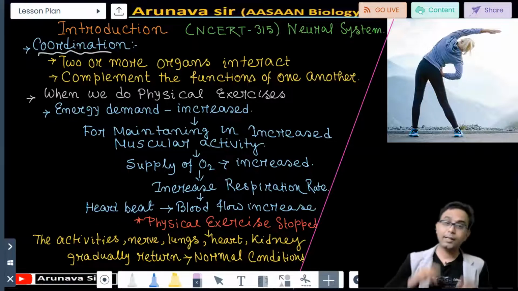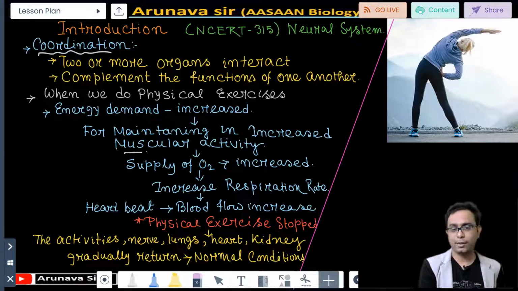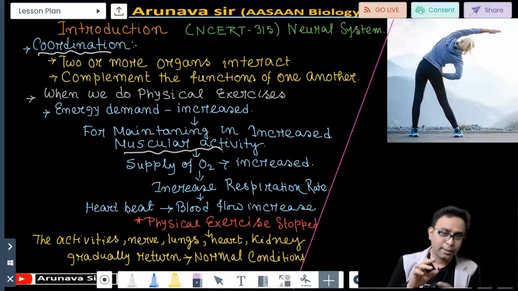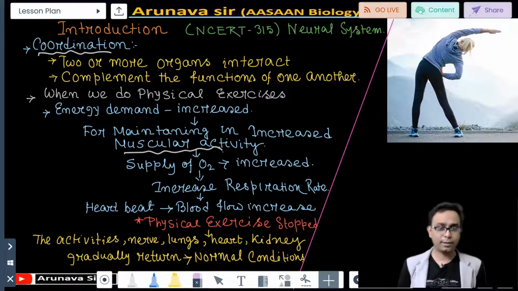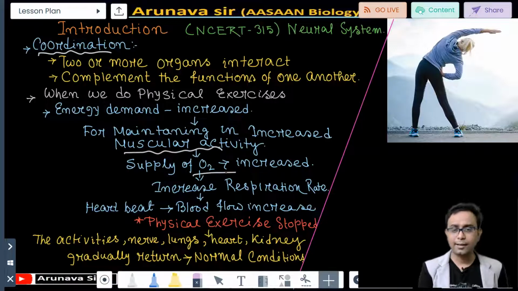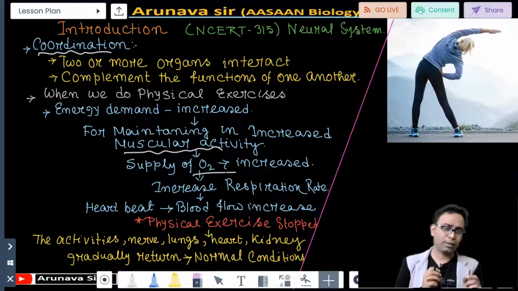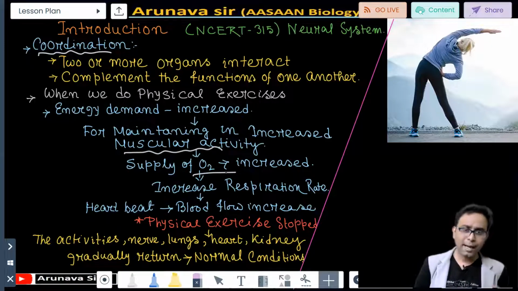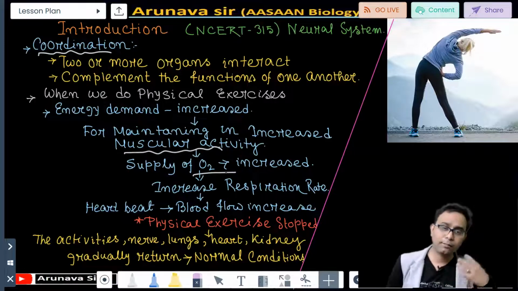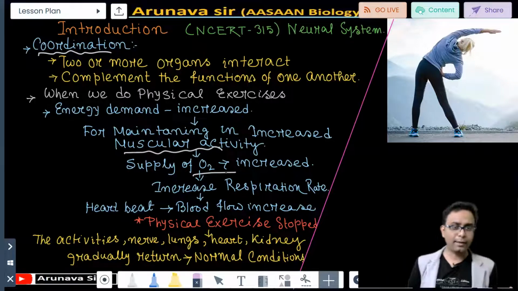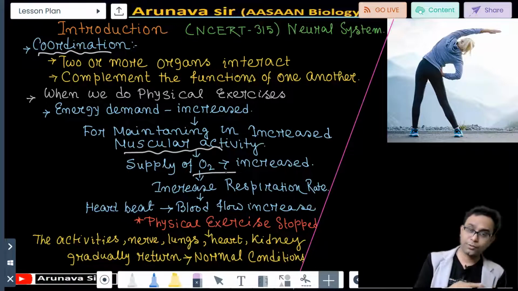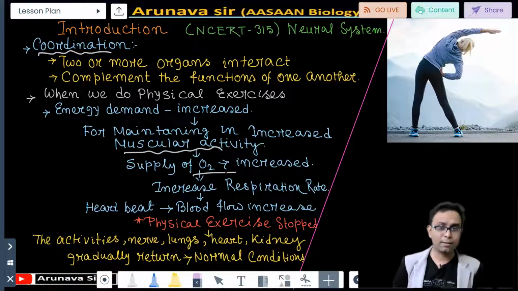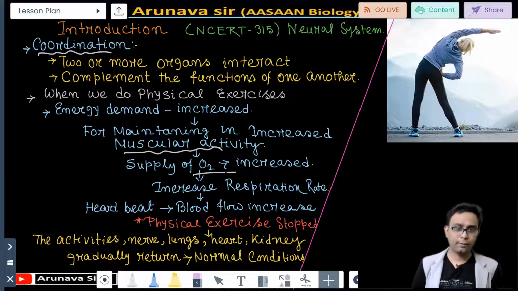By increasing the muscular activity. When the muscular activity increases, the oxygen supply also increases, step by step. Each step interacts and increases the respiration rate, or breathing rate. On the other hand, the heartbeat and blood flow also increase. So the circulatory system, the breathing system, and different systems work together, right?